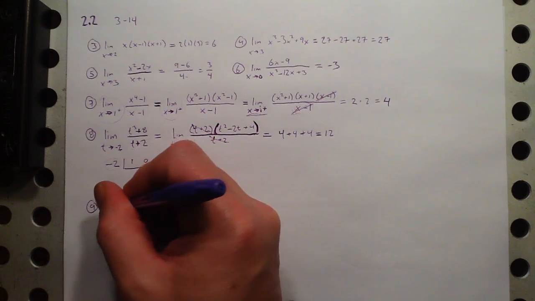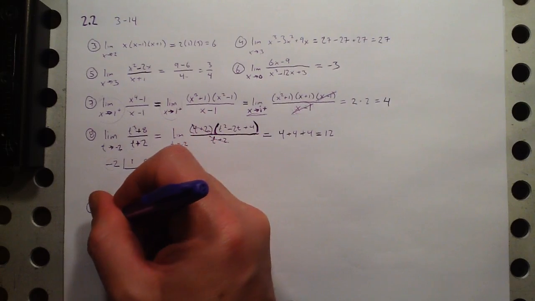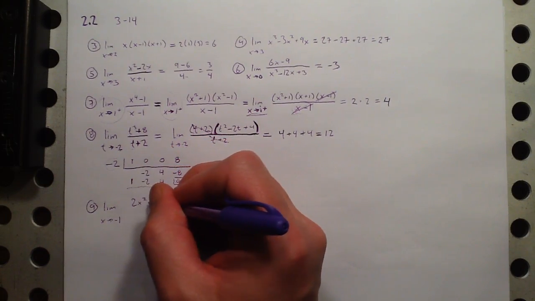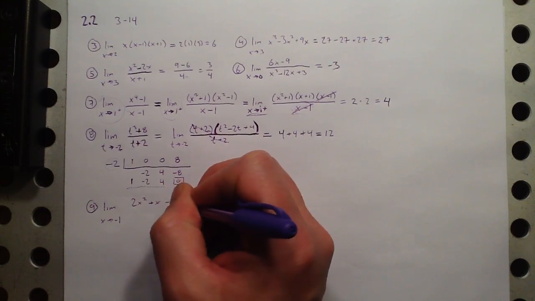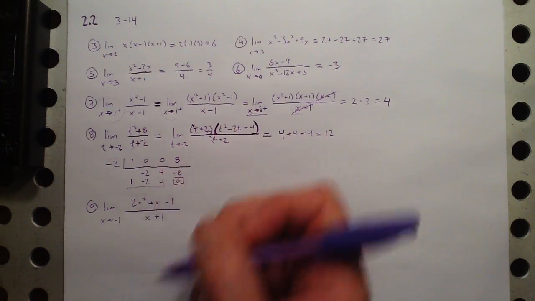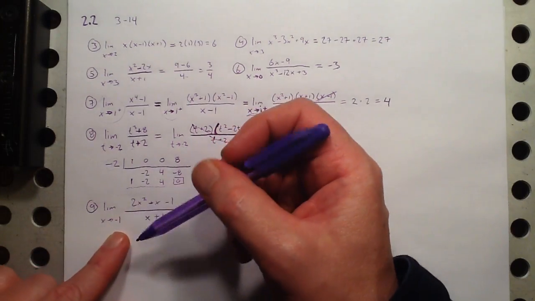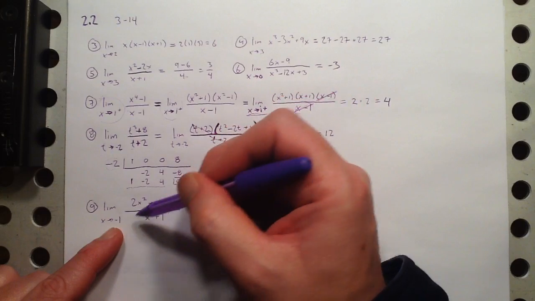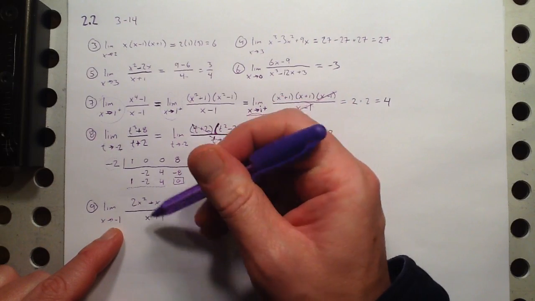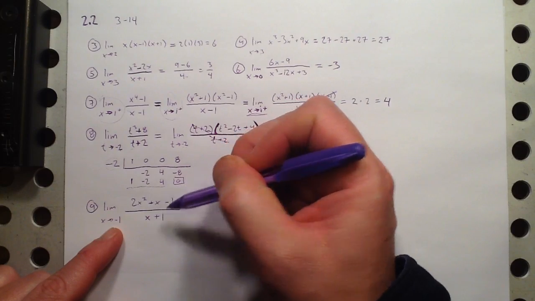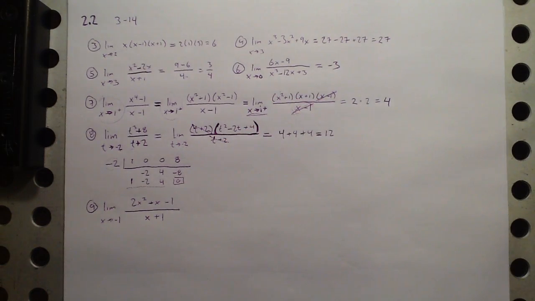Anyway, number 9. Limit as x approaches negative 1, 2x squared plus x minus 1 over x plus 1. So let's go ahead and plug in that negative 1 and see what happens. On the bottom, clearly going to get 0. On the top, when I square negative 1, I get positive 1. That's 2, minus 1, minus 1. So this is a 0 over 0.